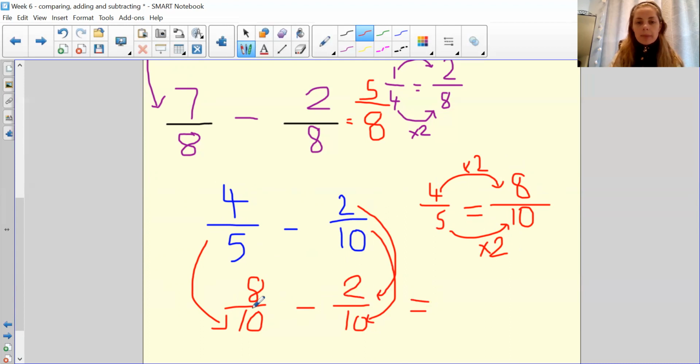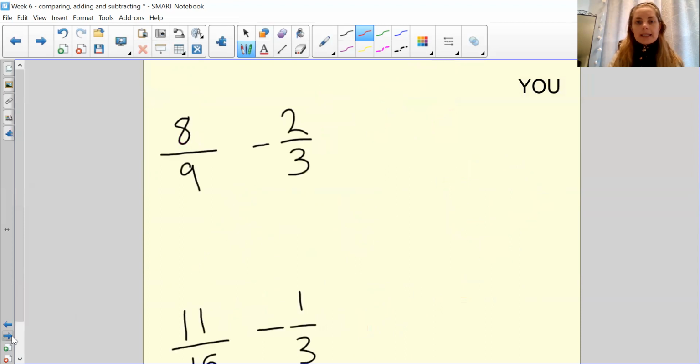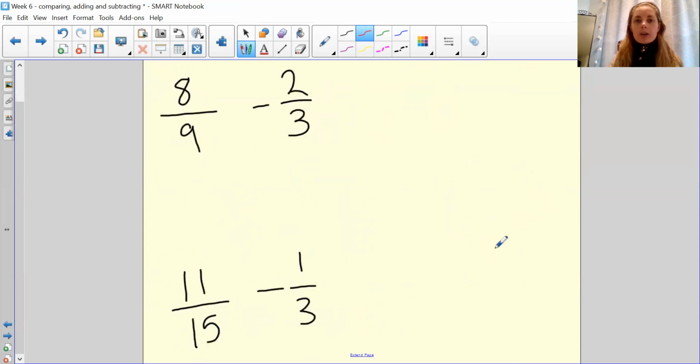Right, now are my bottom numbers the same? Yes, they are. So I'm going to say 8 minus 2 is going to be 6. And I leave the bottom number the same. Hopefully you got 6/10 as your answer. Right, let's see if you can do these two now on your own completely. So you can pause the video now and have a go.